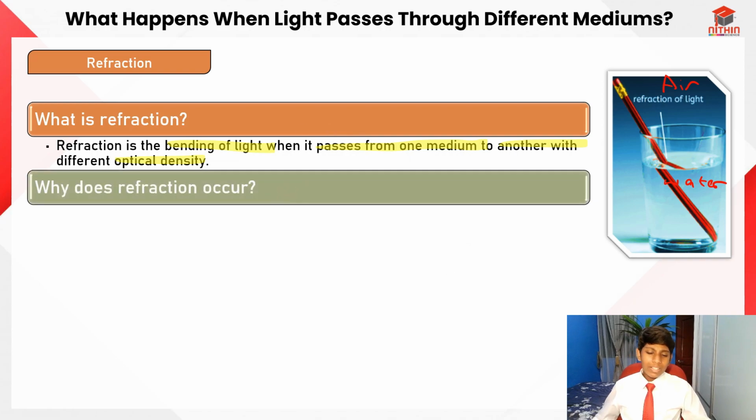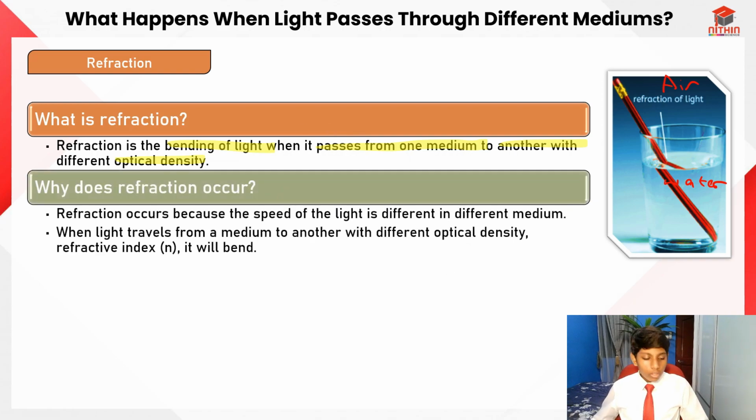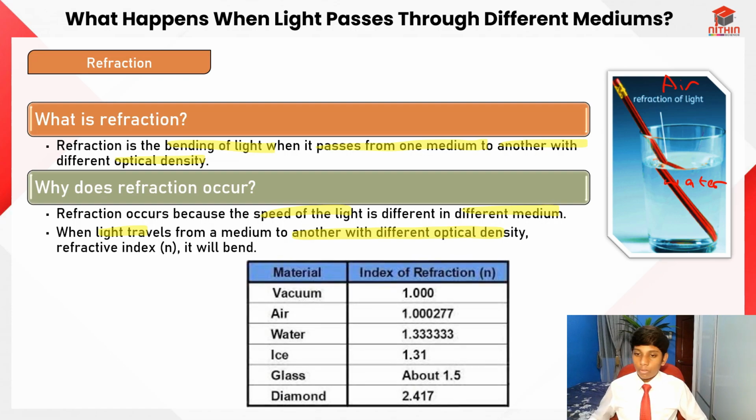Next, why does refraction occur? Refraction occurs because the speed of light is different in different mediums. So the speed of light in air is different from the speed of light in water. When light travels from a medium to another with different optical density, basically the refractive index n over here, it will bend. You can see for air the index of refraction is this, while for water it is larger than air, right? So that's why this image appears as such. Let's go through this more in depth. Next.